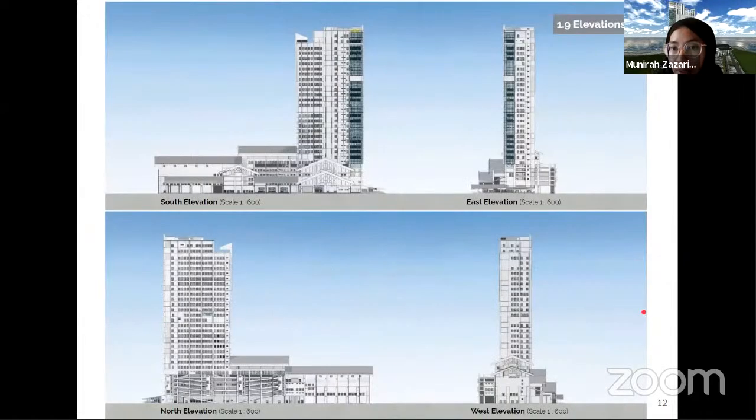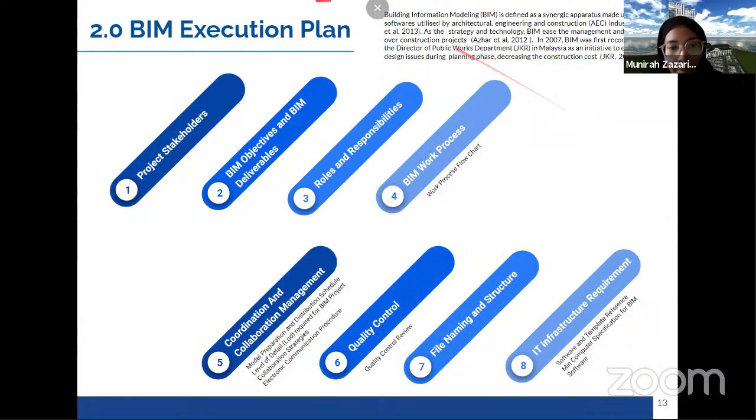Next. So these are the elevations of the building. So the north elevation is the side that faces the drawbridge and the sea. And the south elevation is the side that faces the main road. So next, I pass on to Yiling to continue.